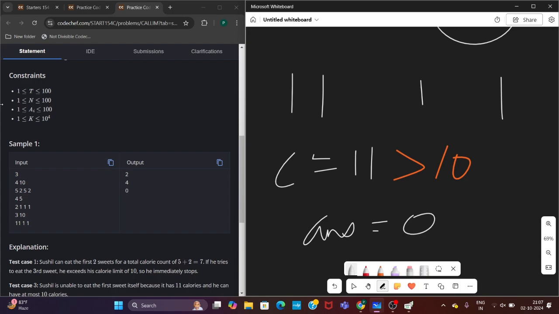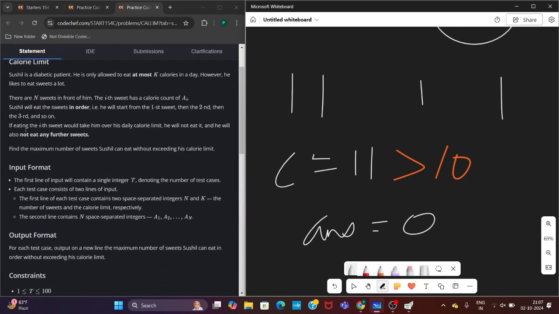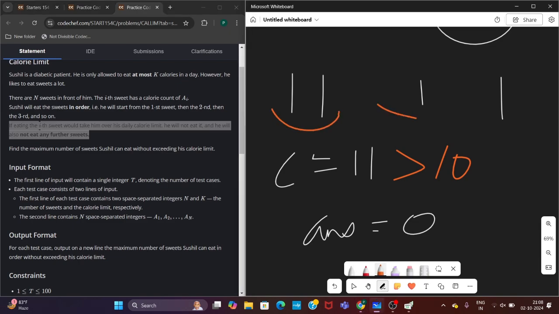According to the question, if the ith sweet would take him over his daily calorie limit, he will not eat it and will also not eat any further sweets. Meaning if he stops here, he will not eat the further sweets either. So we just return the count of sweets he has eaten up till now. Our answer will be 0, meaning he is not able to eat any of the sweets.